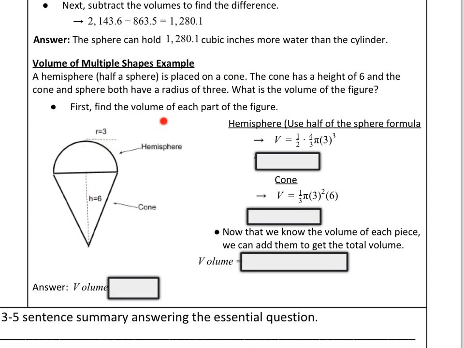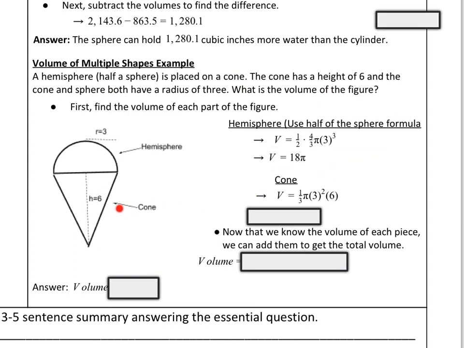First, we want to find the volume of each part of the figure. Let's start with the hemisphere. So we're going to use half of the sphere formula. That's 1/2 times the sphere formula, 4/3 pi r cubed, putting in the radius of 3 for our formula. If we calculate that out, we'll get 18 pi.